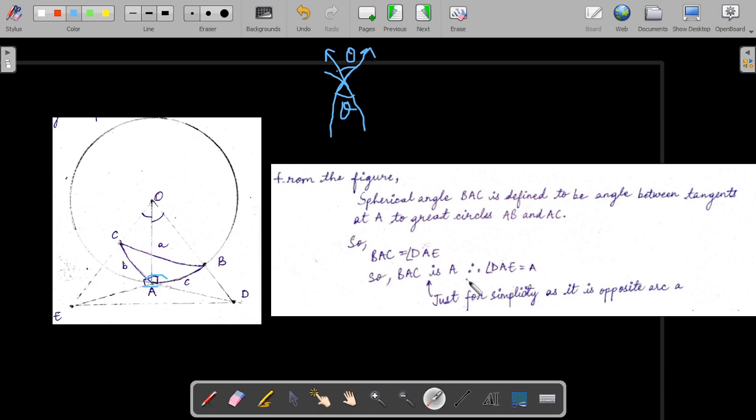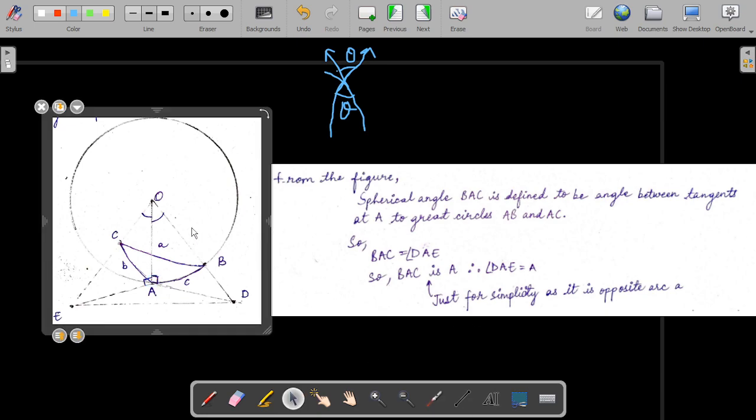As I have written here, from the figure, spherical angle BAC is defined to be the angle between tangents at A to great circles AB and AC. So BAC is equal to DAE. BAC we can just write as A for our convenience, just for simplicity, as it is opposite to arc A. Similarly, this angle is angle C, and this angle is angle B. Let's move to the next page. Let me just copy this.